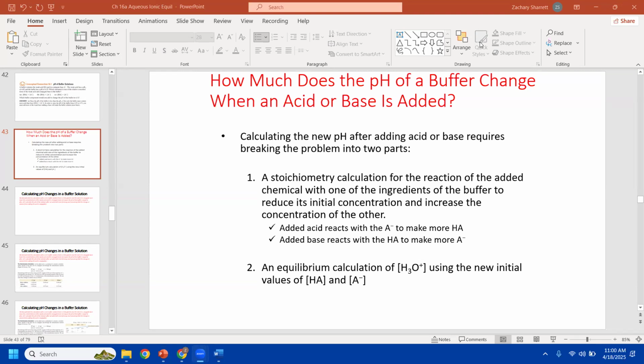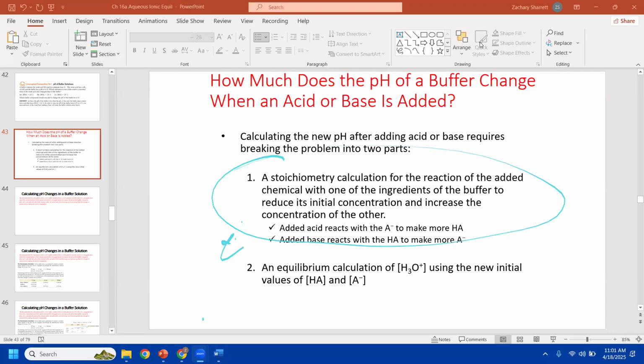We ended last class talking about how much the pH of a buffer changes when an acid or base is added. Anyone remember how we calculate this? Jack? So the Henderson-Hasselbalch equation is the second part. So what was the first part? It says here, calculating the new pH after addition of acid or base requires breaking the problem into two parts. One, we call the stoichiometry part. The first part is called the stoichiometry calculation.